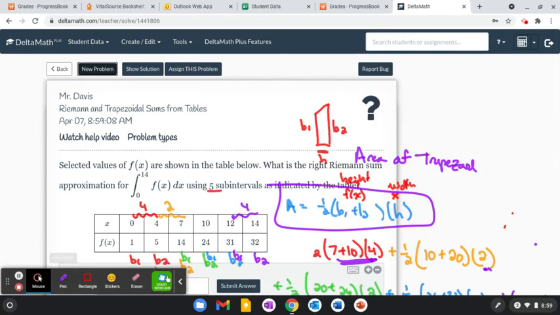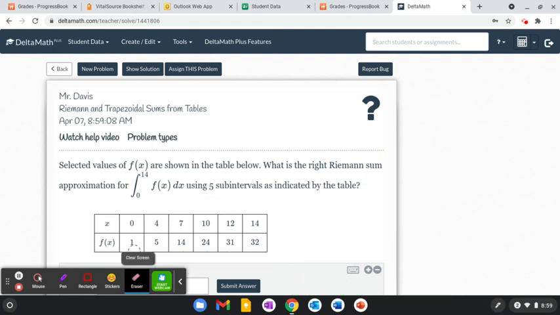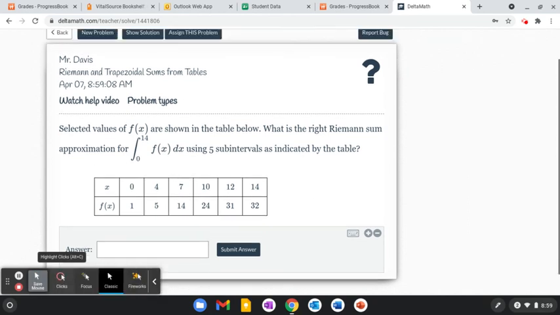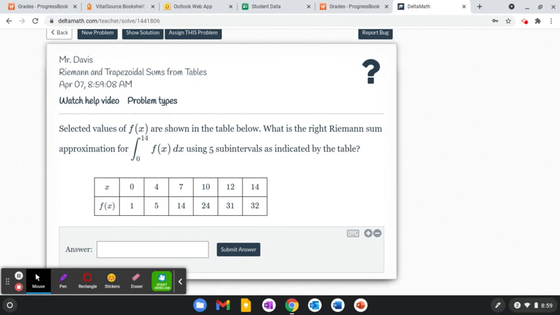Okay, let's go ahead and try another one. Clear the screen here. Let's see, this is a right Riemann sum. Okay, let's try that one. Right Riemann sum, and we're supposed to do 5 subintervals. Sorry, the things are a little different here today. And notice there's 6 values. There should always be one more than the number of subintervals in these tables. Should always be the case.